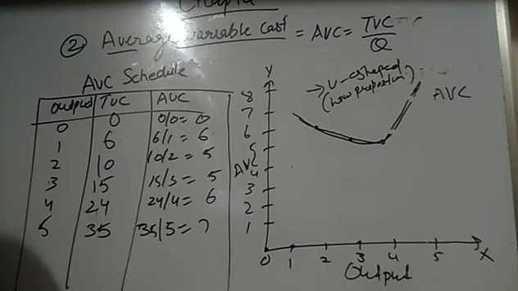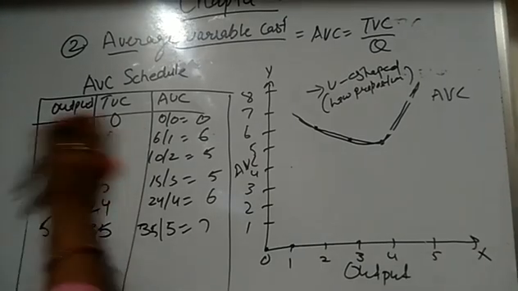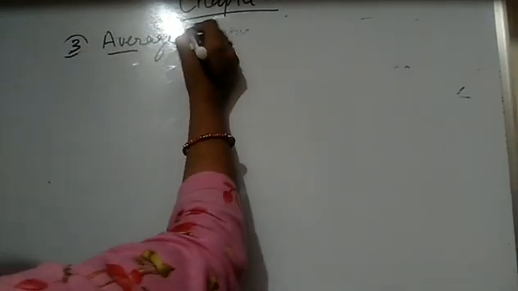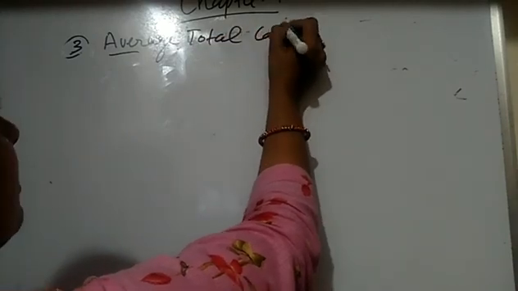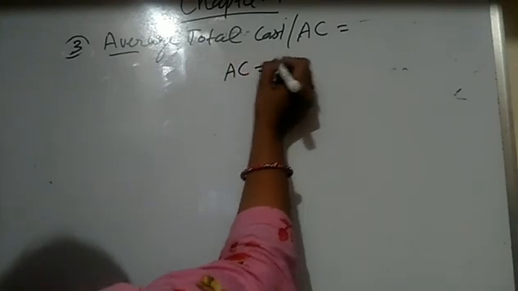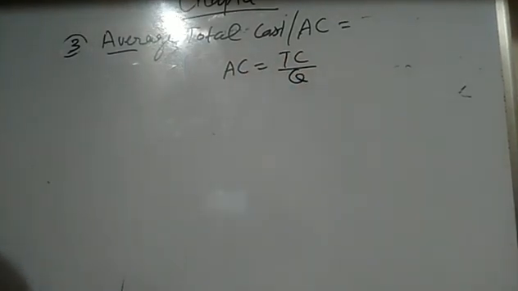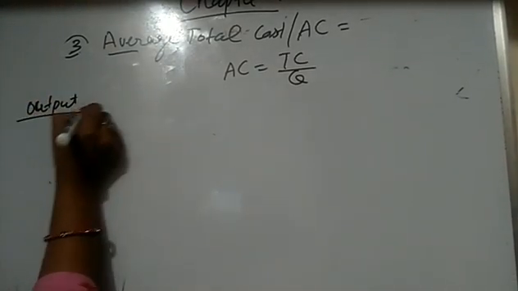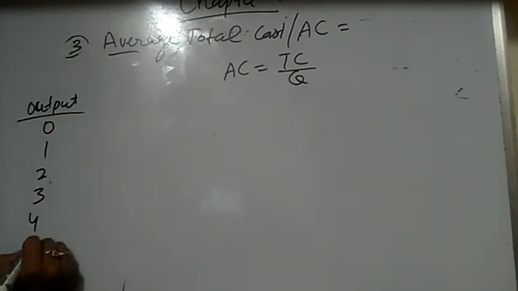Next is average total cost, or average cost. So average cost is equal to total cost divided by quantity. So students, I am presenting average cost through the table. Okay, so output is 0, 1, 2, 3, 4, 5.